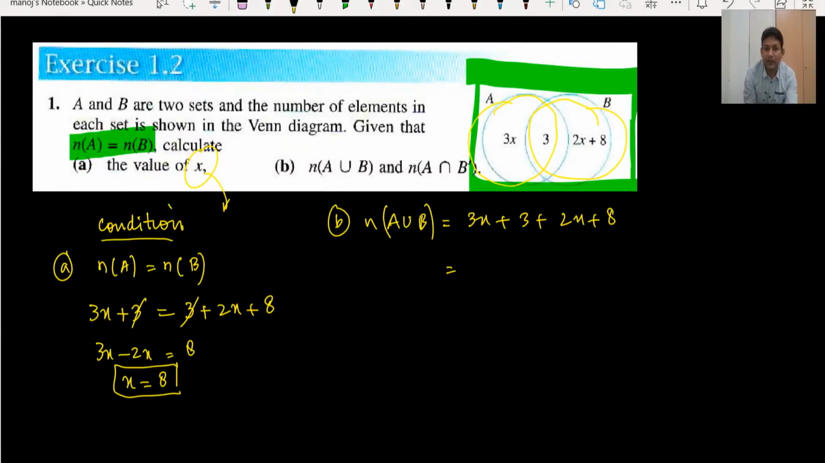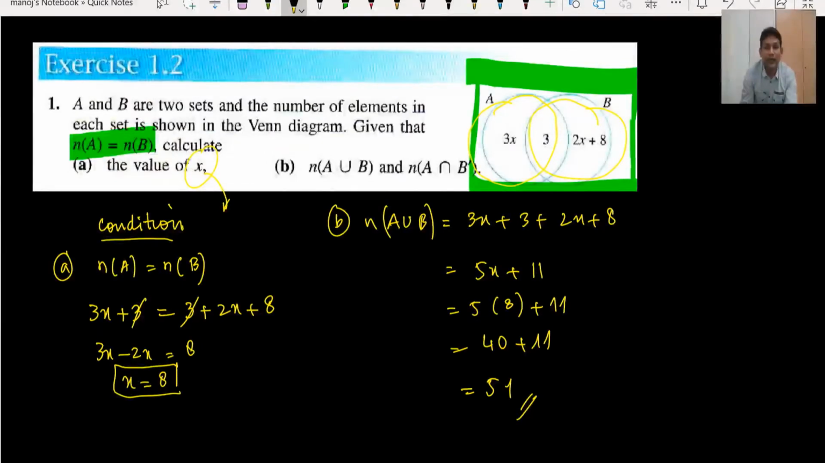First of all, we can simplify 3x and x, which is 5x. And 8 and 3 is 11, and the value of x is 8. So 40 plus 11 is 51. It means there are 51 elements in A union B.